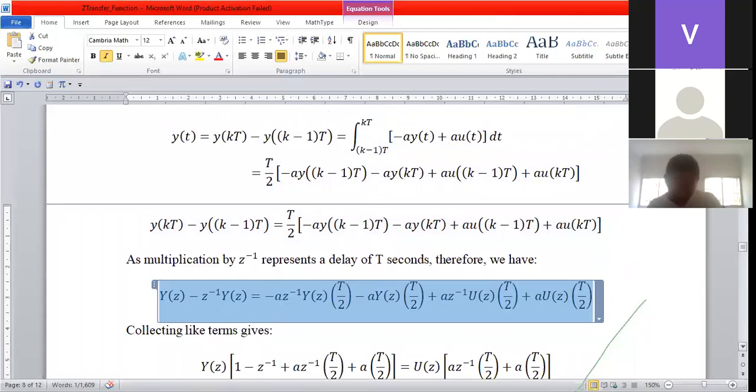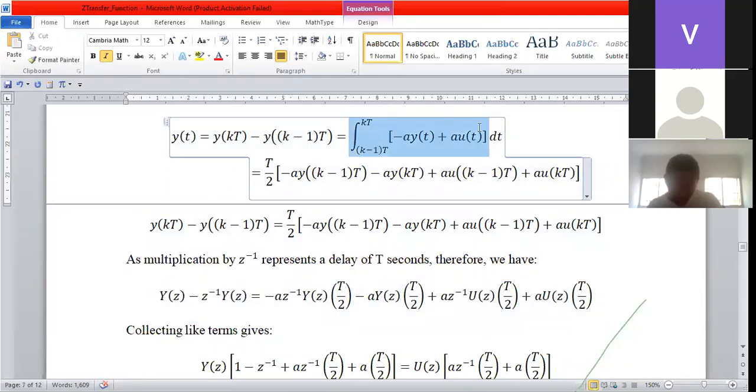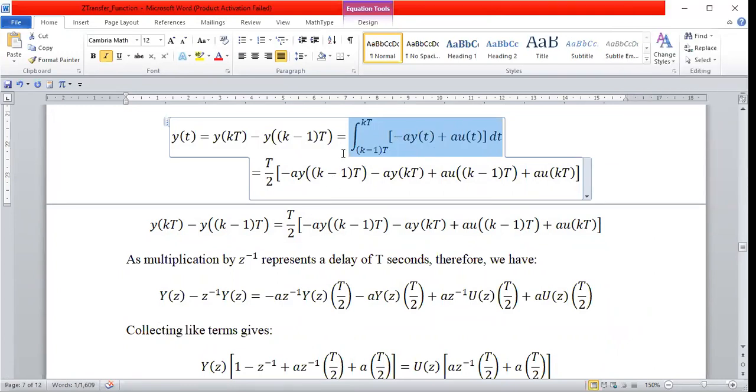So for this, we are using the trapezium rule. And for the trapezium rule, we want to do this integration. To do this integration, we are just going to evaluate this function at both the start of the integration and at the end. So this minus y of t becomes this, because you are evaluating it at the start of the integration, which is (k-1)T, and at the end, which is kT.